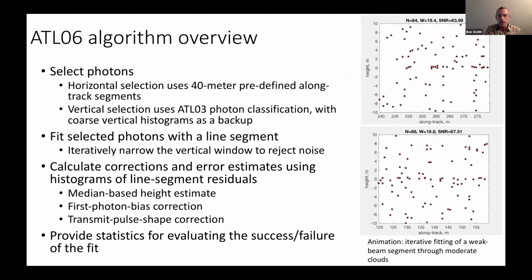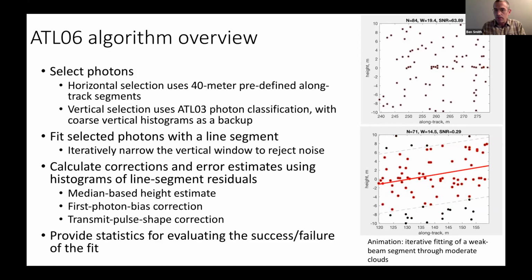This is an animation, and if we can get it to play, it's going to show iterative fitting of a weak beam signal that's been attenuated by clouds. We use the photon classification from ATL03 to give us a first guess at where the surface is, and then do an iterative technique to try and shrink down beyond that. So let's watch this run. We start out considering all the photons as possibly being ground, and then we iterate to try and reduce that. This first attempt doesn't work very well.